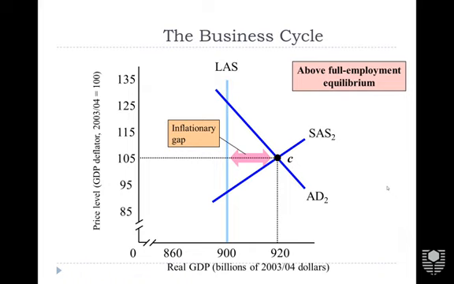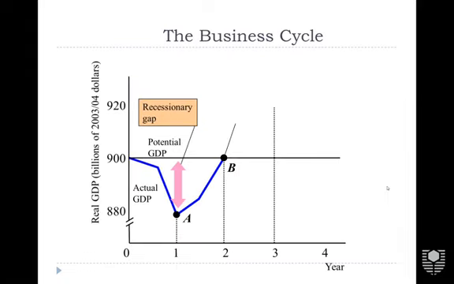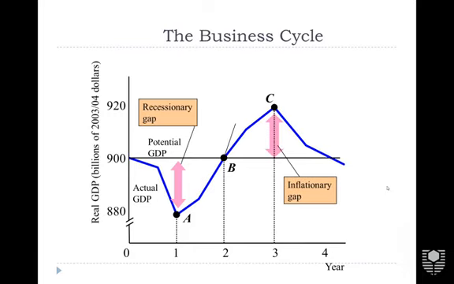If you want to produce beyond 900, there would be pressure on workers, and hence higher wages, and hence higher prices, and that can only lead to inflation in the economy. So this was the recessionary gap, and if we are producing more than potential GDP, this would be the inflationary gap. Okay.